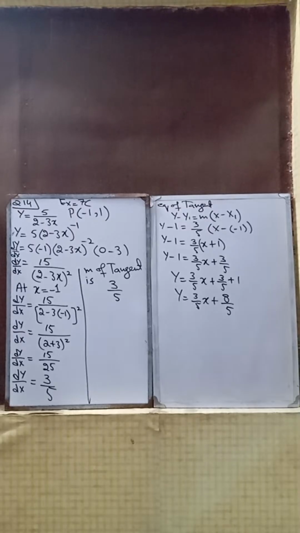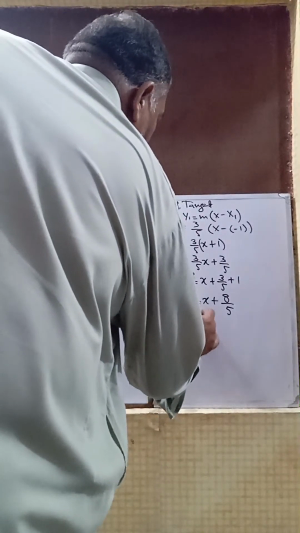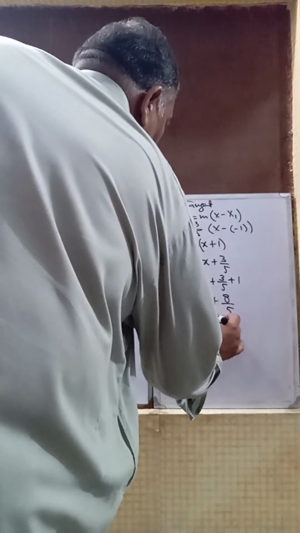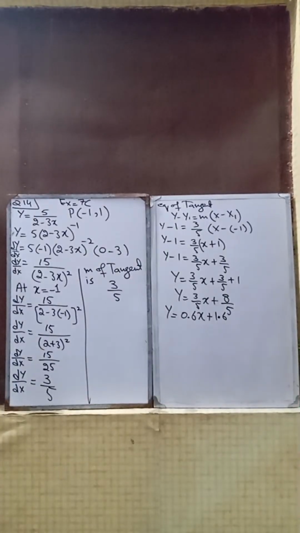This is their first question to us. So it says y equals 0.6, that's right, 0.6x plus 1.6. Okay. So they have written this in decimal form. So y will be equal to 0.6x plus 1.6. You see, 3 by 5 is 0.6 and 8 by 5 is 1.6. So this is the equation of the tangent, and I have checked the answer, that is correct.